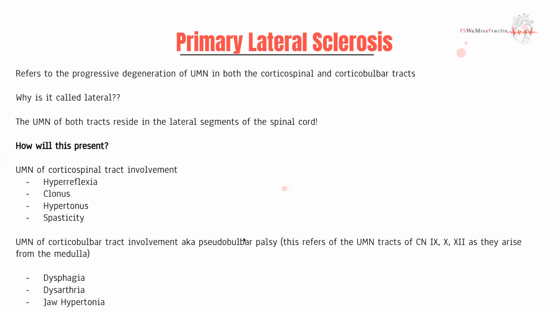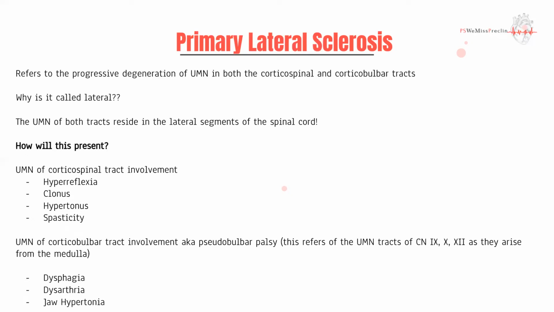Now, what is primary lateral sclerosis? It refers to the progressive degeneration of upper motor neurons in both the tracts, so both the corticospinal and the corticobulbar tract. It's called lateral because these upper motor neurons typically reside in the lateral segments of the spinal cord. So if you have a cross-section, you would see that they usually are lateral tracts.